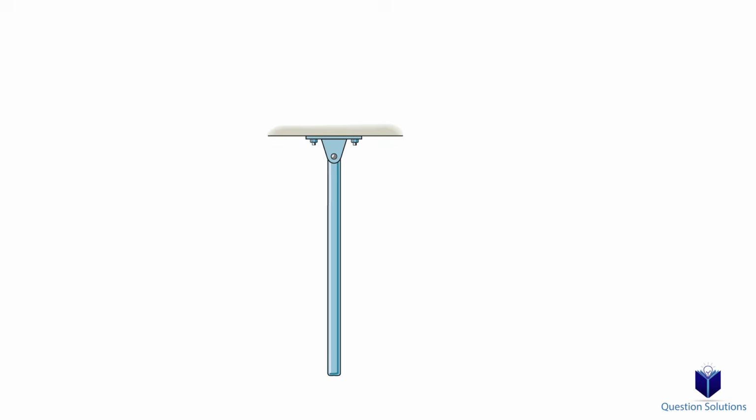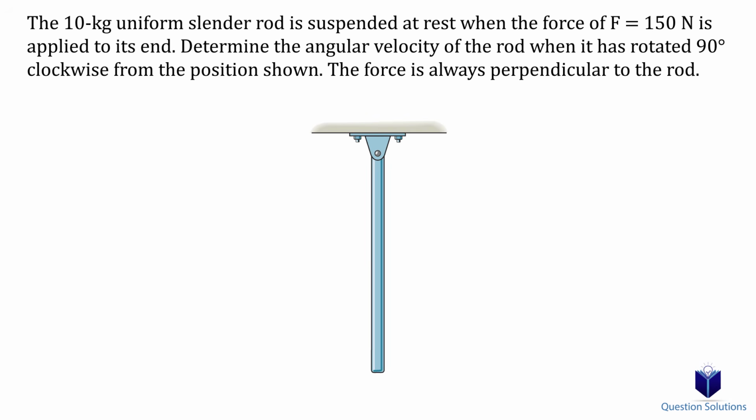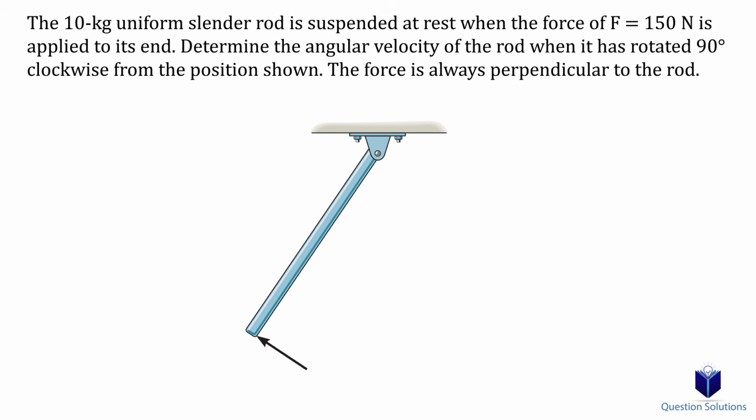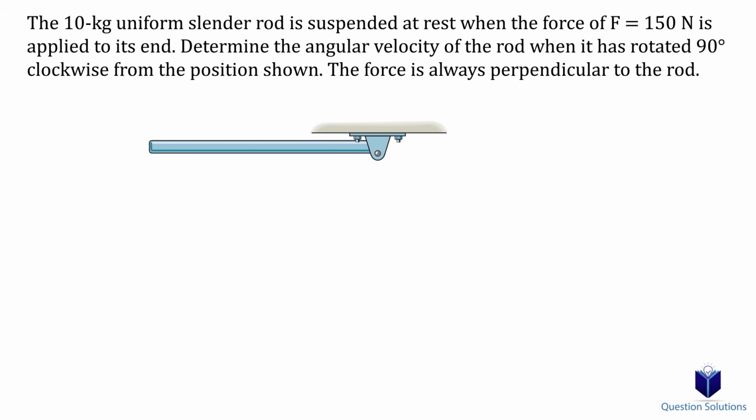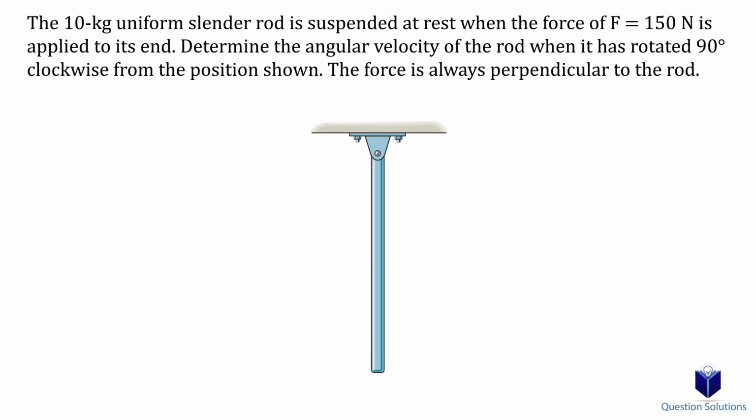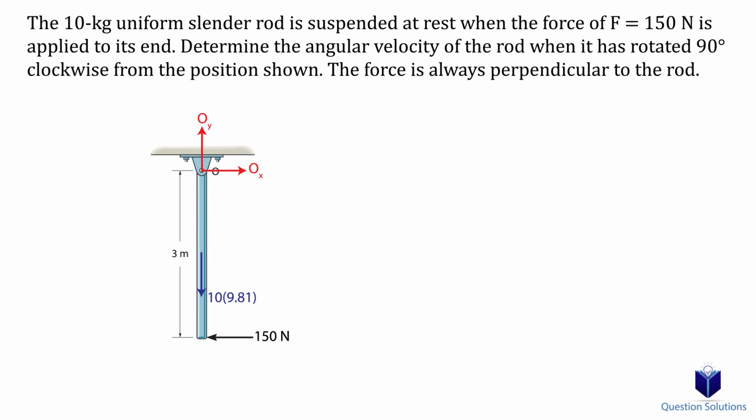Let's take a look at this problem where we have a rod at rest. Then a force of 150 newtons is applied to the bottom of the rod, and we need to calculate the angular velocity when it rotated 90 degrees. Let's draw a free body diagram of the rod. We have the reactions at pin O, so this is a rotation about a fixed axis. We also have the weight of the rod at the center, and let's not forget about the 150 Newton force applied at the bottom. To solve this problem, we're going to use the principle of work and energy.